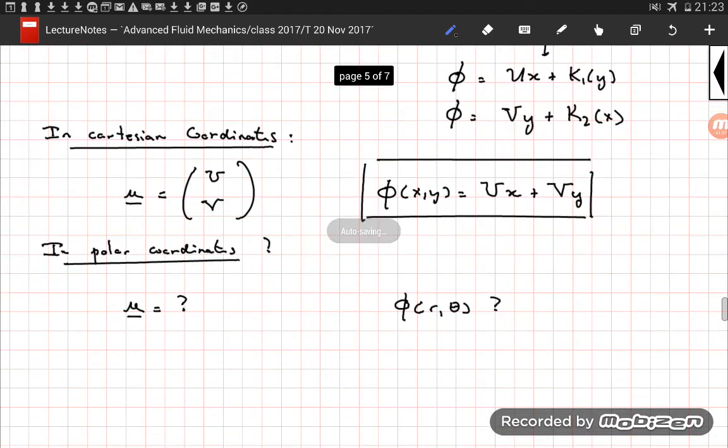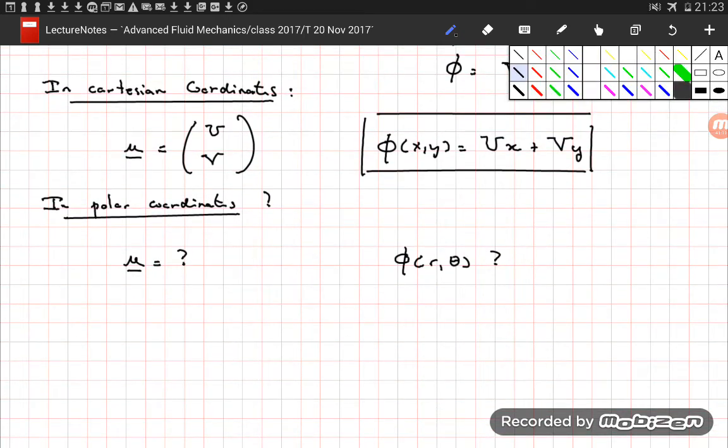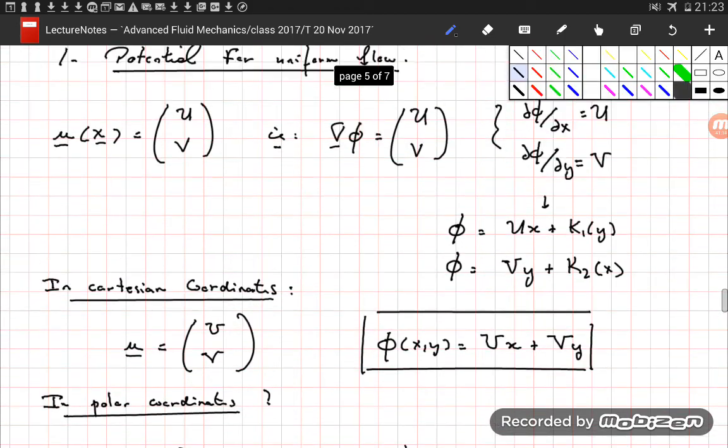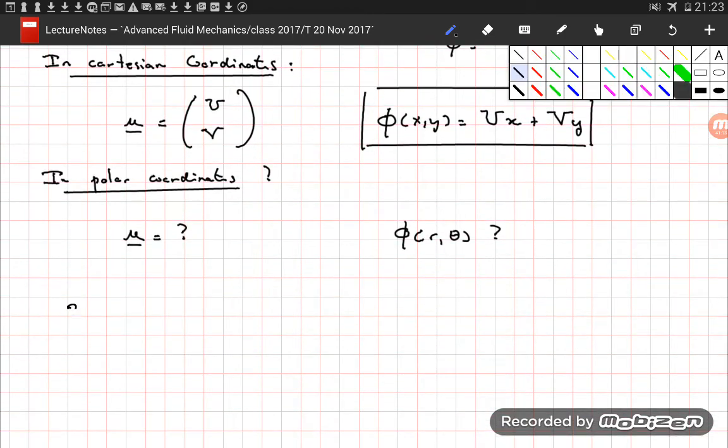Now, the second flow is the potential flow around a point source or a sink. I'll discuss in just a second what a source or a sink is. So second, let's compute the potential flow around a point source or a point sink. I think you will understand in a second what it means.